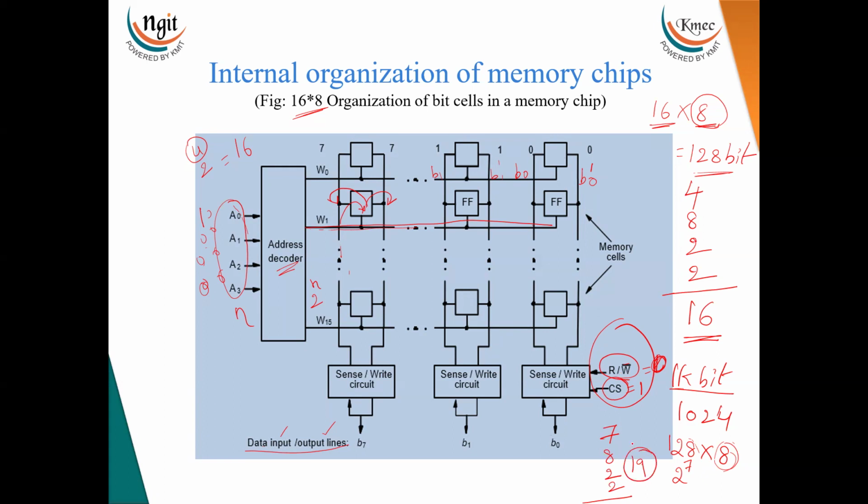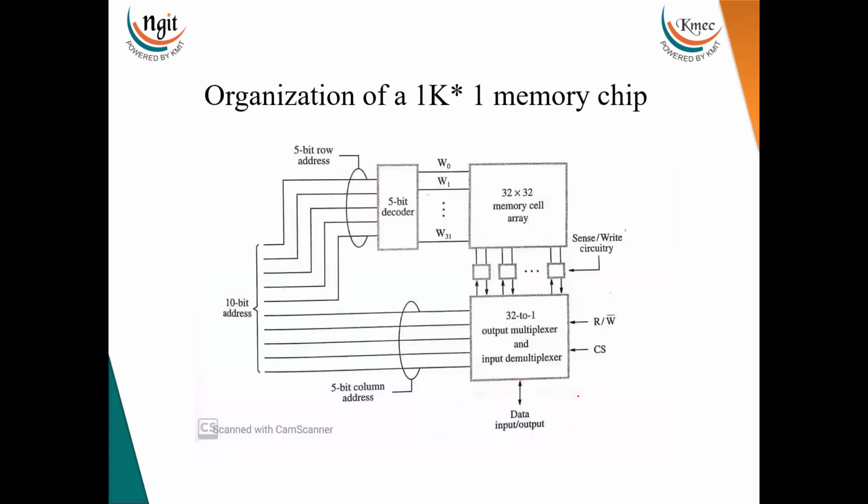So instead of designing the memory chip this way, there is another alternate method. Just now we have seen that 1 kilobit, how can we write it? 128 into 8.